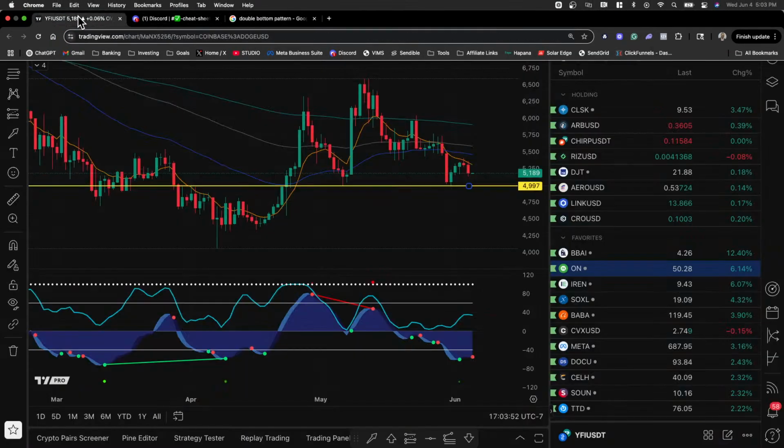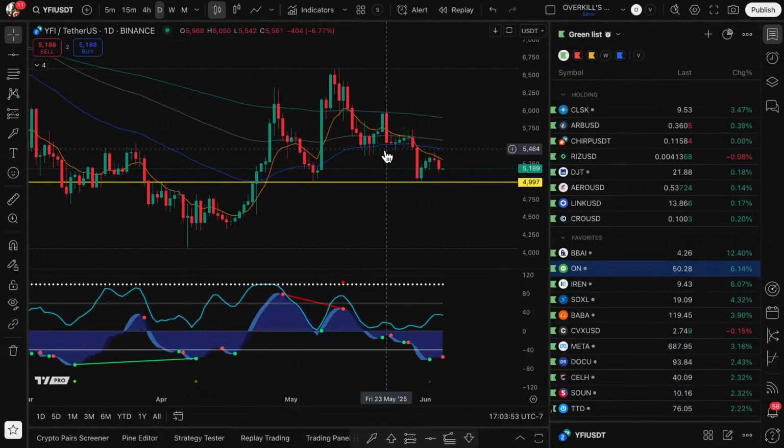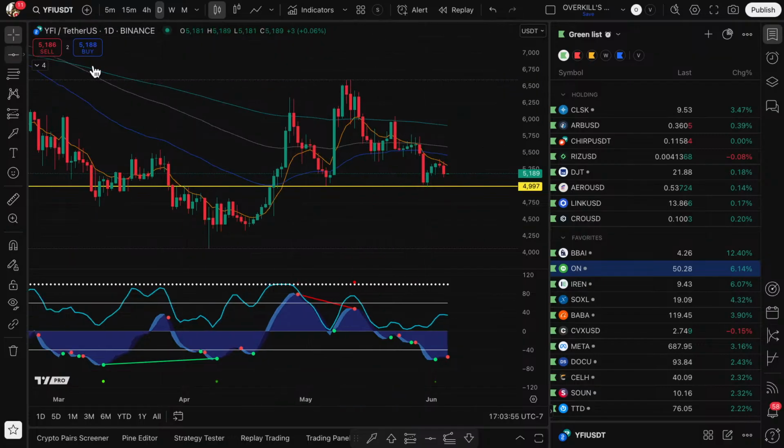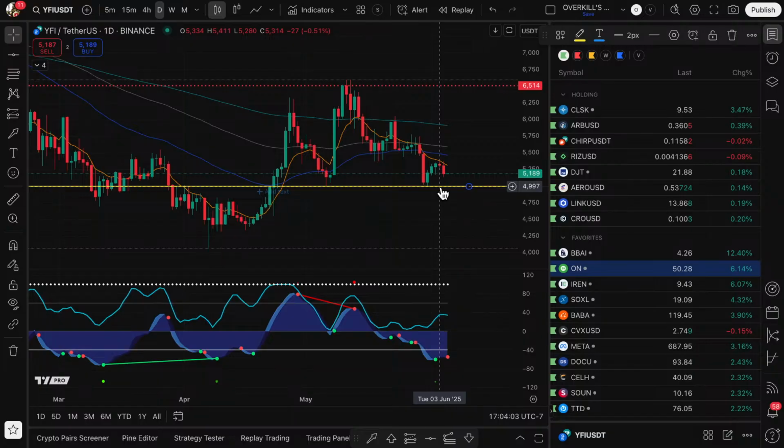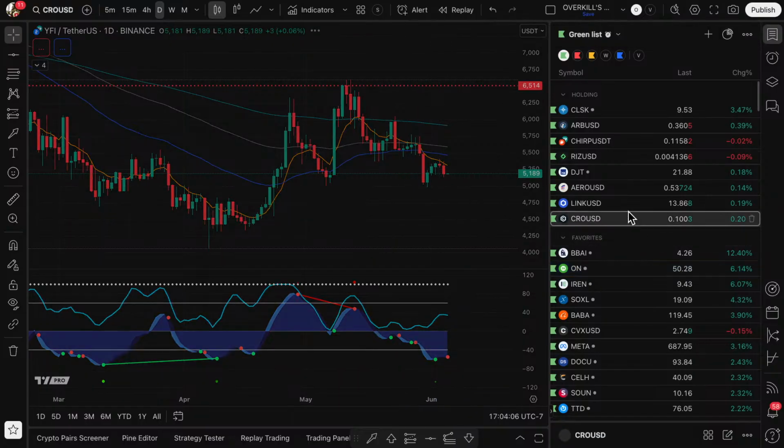So today is how we are testing this. You see this? This is the neckline that I was talking about. Okay, so bottom, pump up, bottom. Okay, we need to hold these lows across the board.